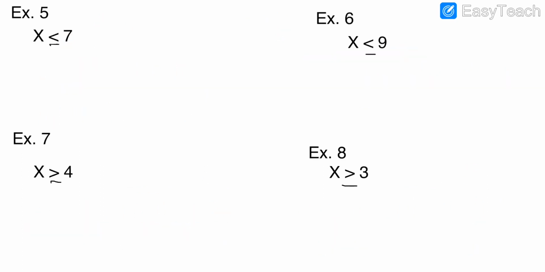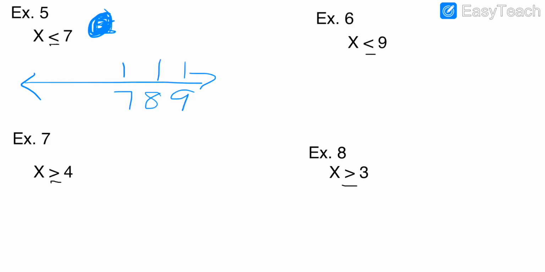Let's look at example number 5. Example 5 says x is less than or equal to 7. Remember that less than or equal to, greater than or equal to gives us a closed circle on the number line. So when I draw my number line here, 5, 6, 7, 8, 9, my circle is going to be on the 7. It's going to be closed. And x is less than or equal to 7, which means I need numbers less than 7.